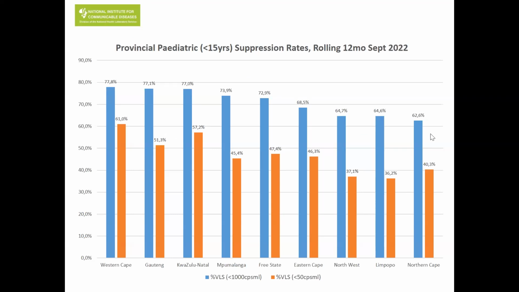And this is just looking at suppression rates per province. Again, there's quite a lot of variability across the provinces, with some provinces performing markedly better than others, but still across the whole country, pediatric patients prove to be, let's say, very challenging with regards to achieving high proportions of suppression within the program.